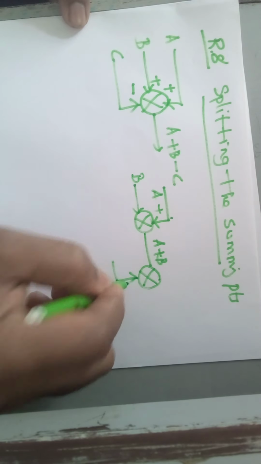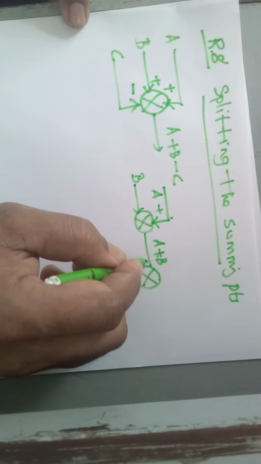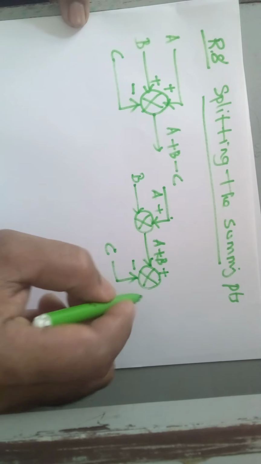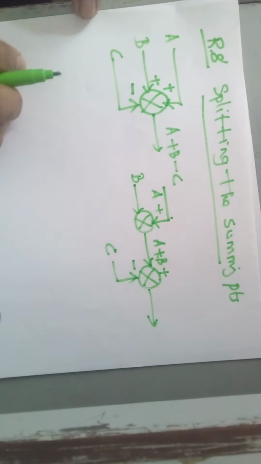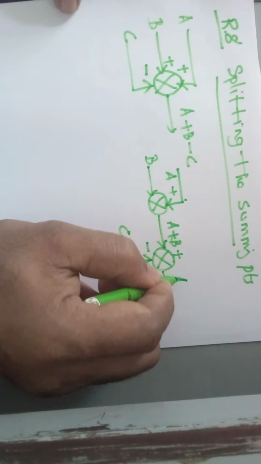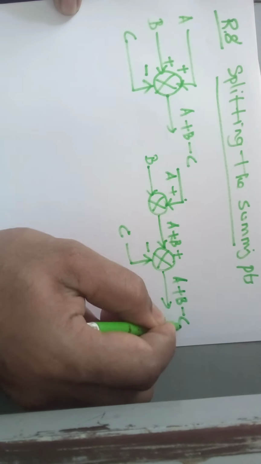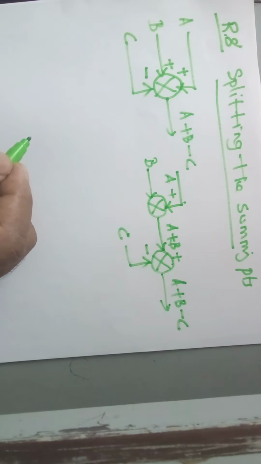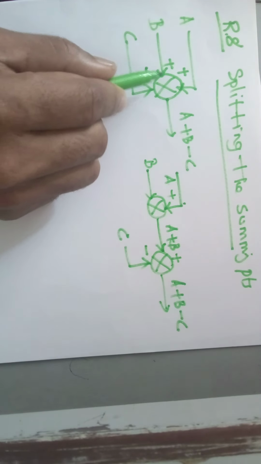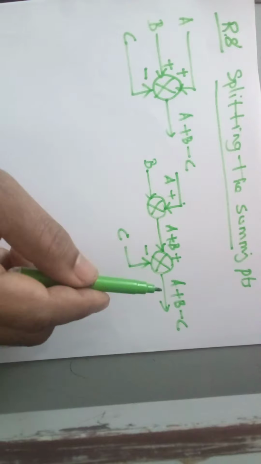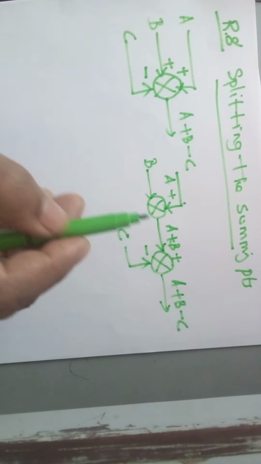Here the next signal C is to be subtracted. So this A plus B is to be added. So the output is nothing but A plus B minus C. Understood? This is how you need to split the summing points with many inputs into summing points with only two inputs. So these are all very simple rules, you can easily remember.